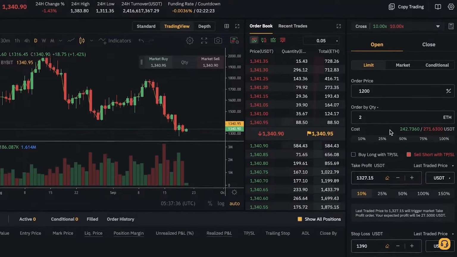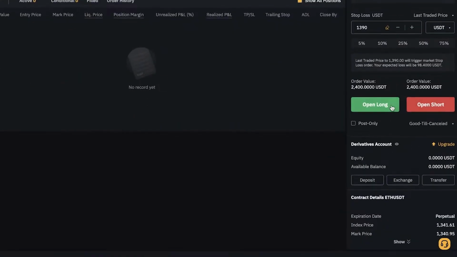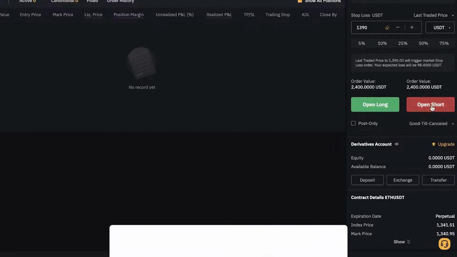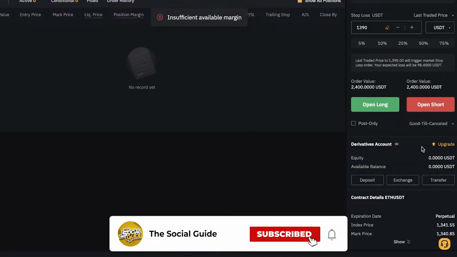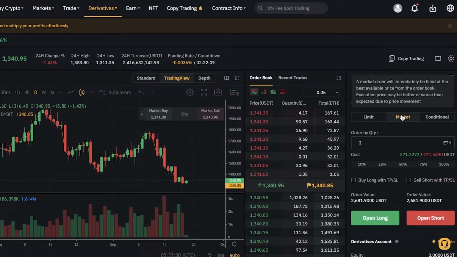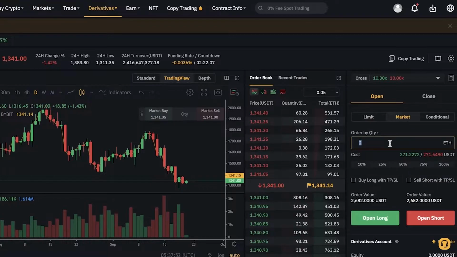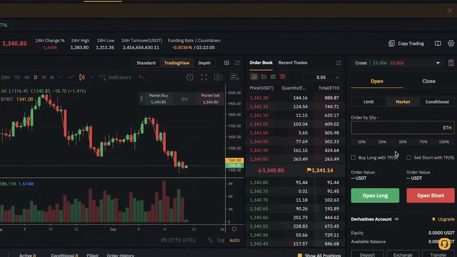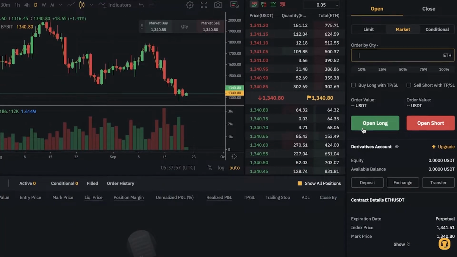And you can also choose to leverage in futures trading, but this is the basic trade. Once you do that, you're just going to click on open short and your order will be put in. And then below that, you also have your amount and contract details. Now, after that, you can put in a market order and order a specific number of ETH and just put in open short or open long.